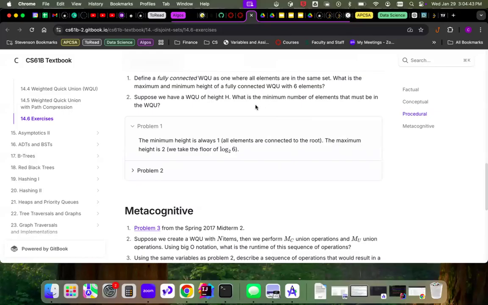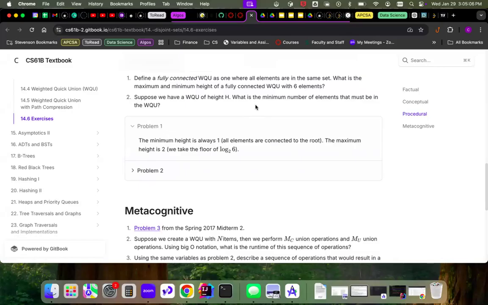What are we going for here? 2 to the H. When you solve it, you get log base 2 of n equals H, so n equals 2 to the H. It's asking what's the minimum number of elements? What's 2 to the 6th? 64.